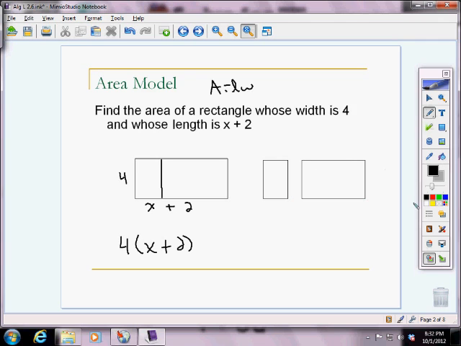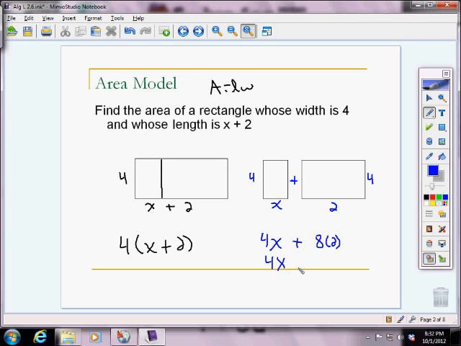Now if we did this, we could say again our width is 4, and our width is 4 on this rectangle, and we could say that this length is x and this length is 2. Because if we combine these two, we'd have this rectangle here. So we could say the area of this rectangle is just 4 times x, and the area of this rectangle is 4 times 2. If we wanted the total area of both rectangles, we would add it together.